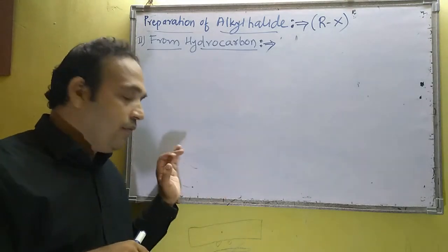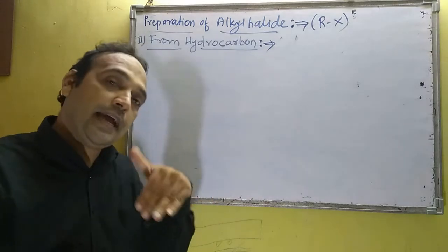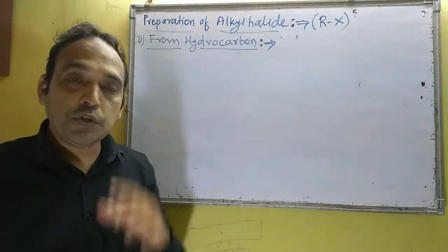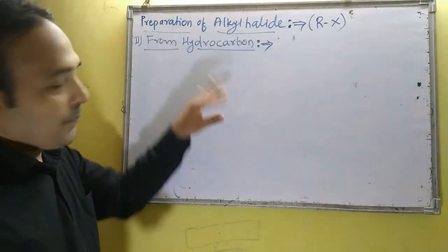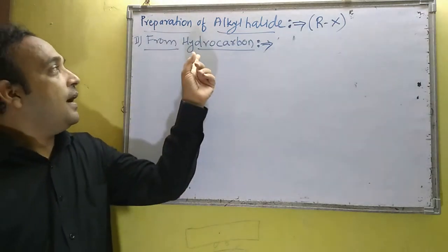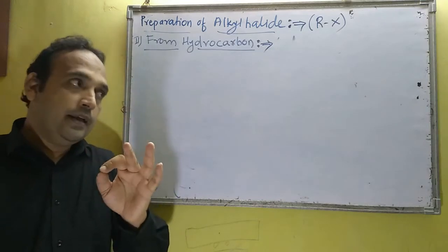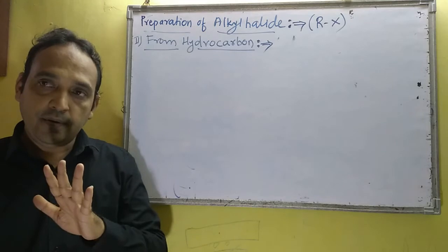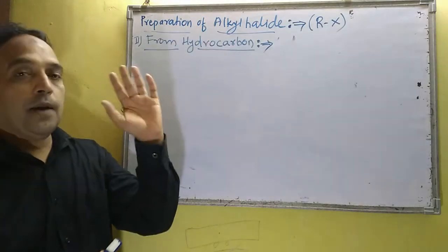Okay, so whatever the fluoride is given, that Cl or Br is exchanged or replaced by that fluoride, and that reaction is known as Swartz reaction. Now the part which I am going to start is preparation of alkyl halide from hydrocarbon. This part we have already studied in 11th standard.